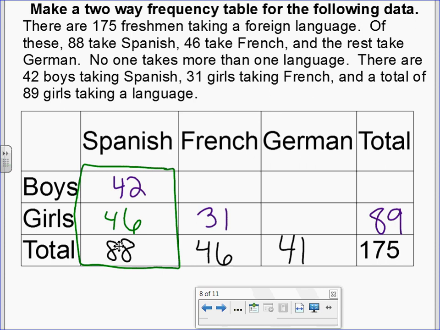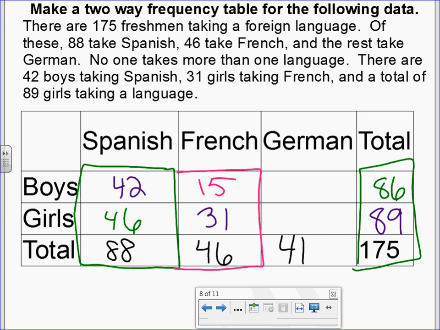Where do you want to go next, Hannah? French boys. Okay, so we're going to do this column next. What is 46 minus 31? 15. Where do you want to go next, Hannah? We could do German girls, but we could do total boys. Total boys, she said. Let's do our 175 minus our 89. 86.